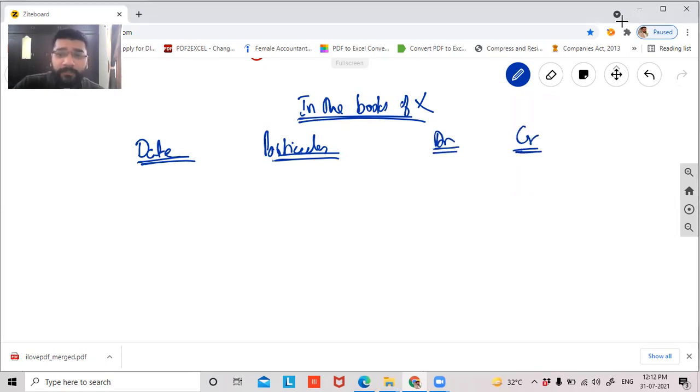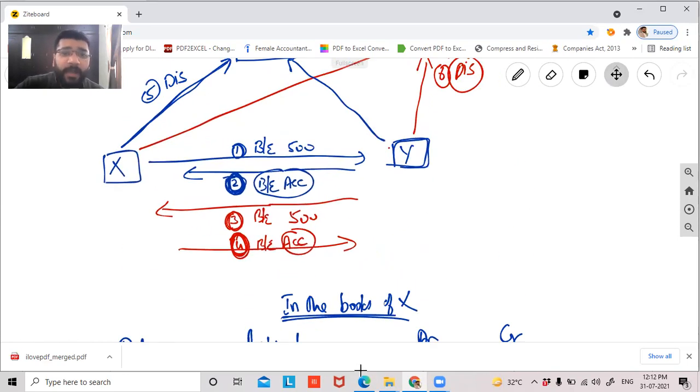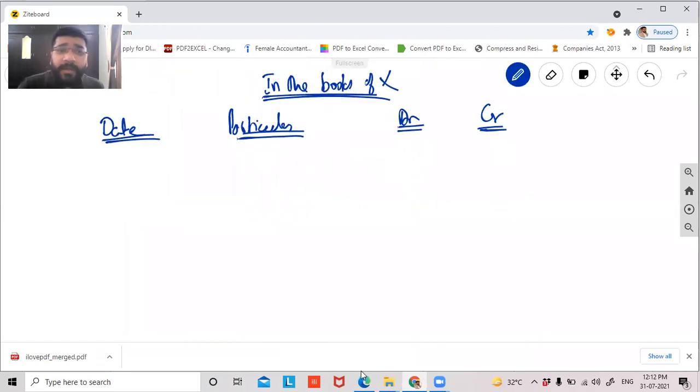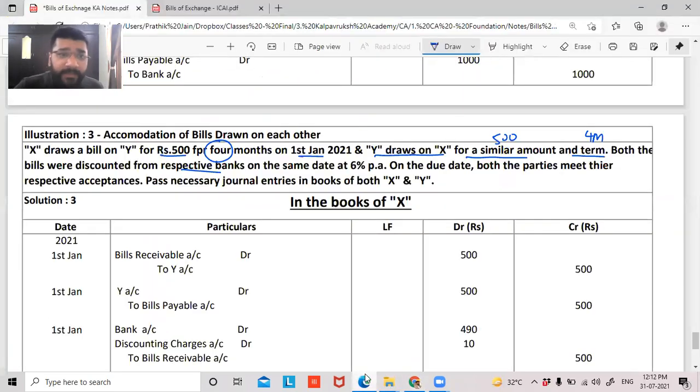Debit, credit. Now, guys, please tell me the first transaction which is encountered between X and Y. I will not record the first entry because sending the bill, for that we don't record any entry. But Y is accepting the bill, guys. When Y is accepting the bill, it is bills receivable for X. Do you agree with me, guys?